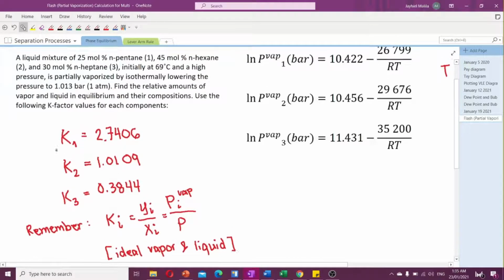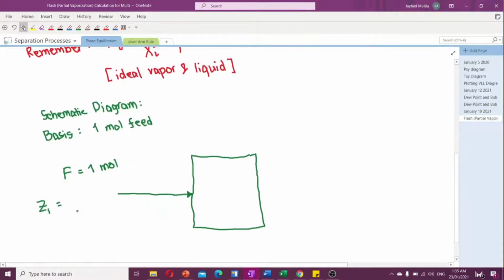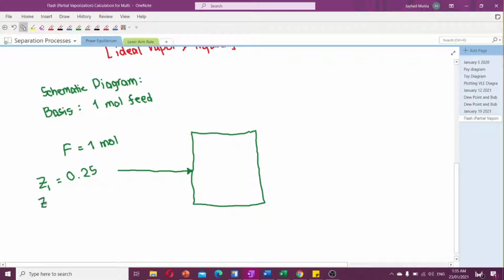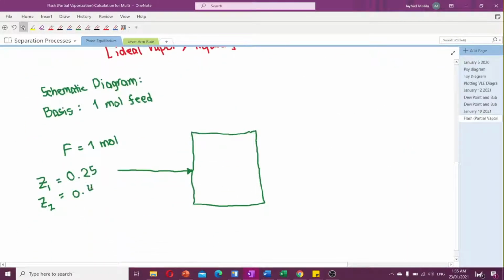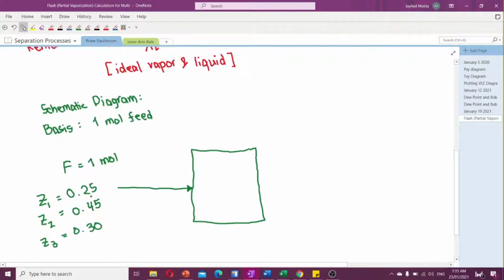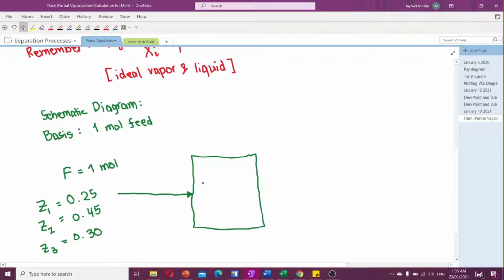to assign the mole fractions of the components inside a mixture that exists as a single phase. So for z1, we have 25%, so we have 0.25. Our z2 is 0.45 N-hexane, and our z3 is 0.30. Of course, at a temperature of around 69 degrees Celsius, and we have a pressure of 1 atm.